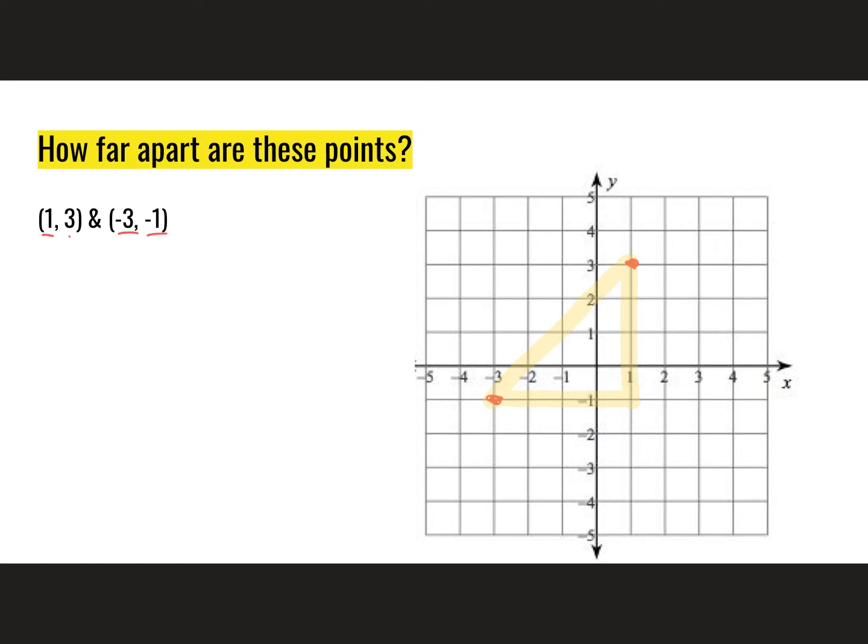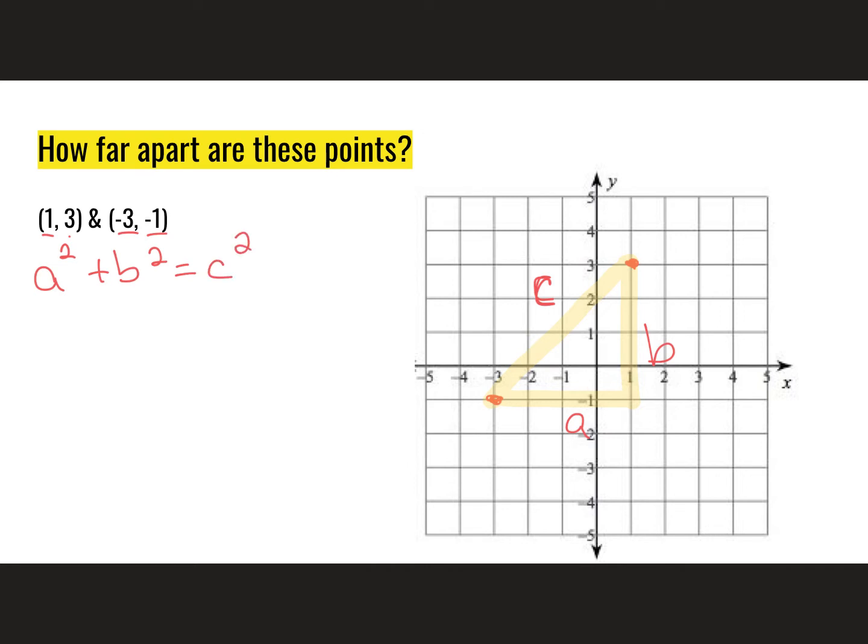So I've just made a right triangle in which side C is the distance between the 2 points. Here's A and B. Well, we can use the Pythagorean Theorem now to find the distance between these 2 points. So again, I'm going to use A squared plus B squared equals C squared.